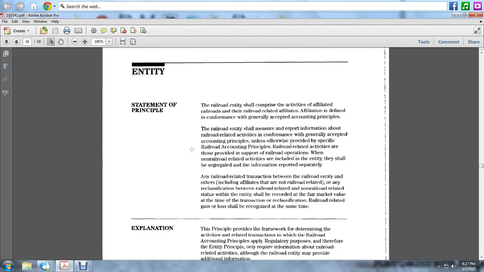The ETNI statement of principle. The railroad ETNI shall comprise the railroad and the activities of its railroad affiliates. Affiliation is defined in conformance with the generally accepted accounting principles. The ETNI shall measure the reported information on railroad-related activities in conformance with generally accepted accounting principles, unless otherwise provided by the specific railroad accounting principles. Railroad-related activities are those provided in support of railroad operations. When non-railroad-related activities are included in the ETNI, they shall be segregated and the information reported separately.